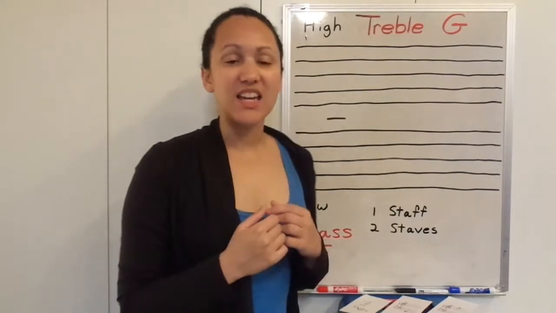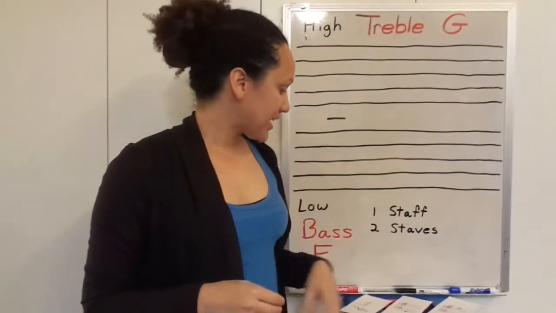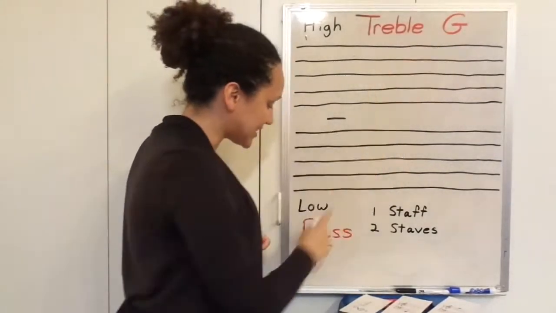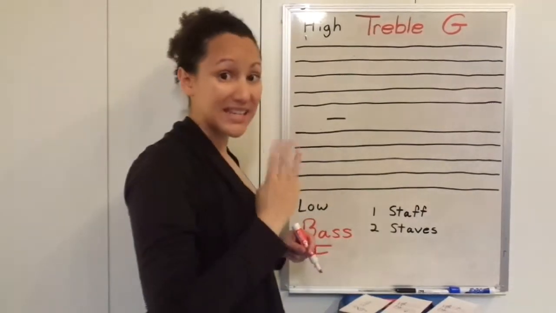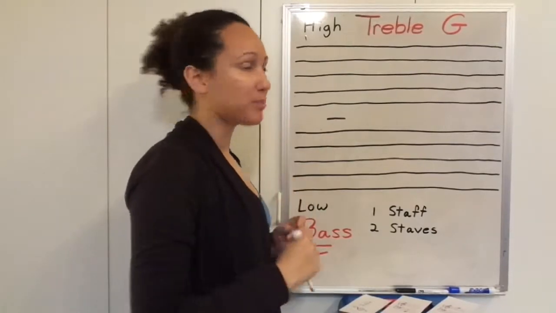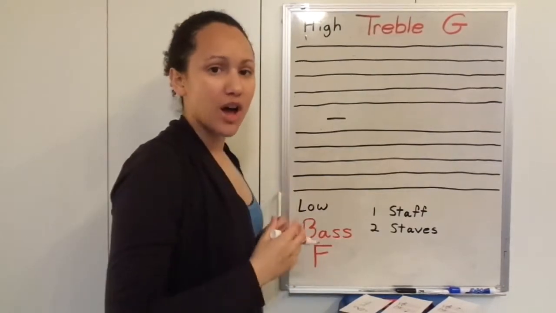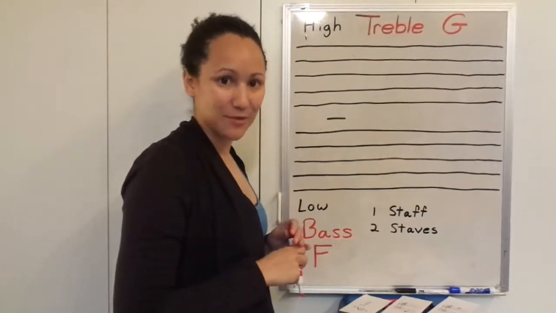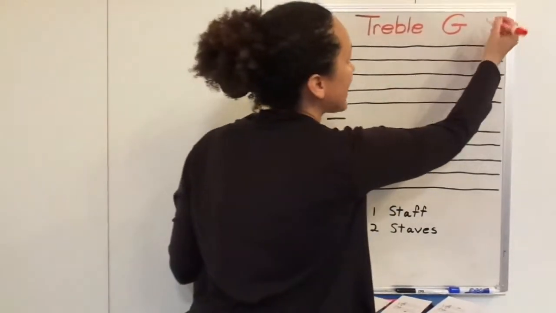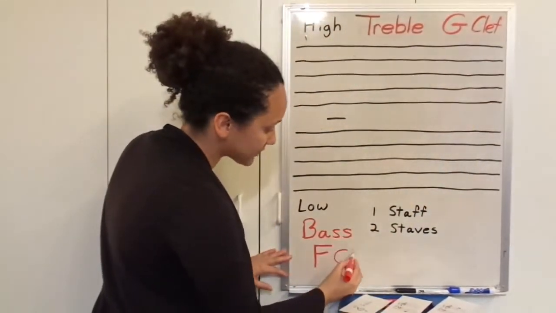A clef sign is basically a symbol that tells you what a specific note is. In this case, we have two very common ones, the G clef and the F clef. Now, there are really three standard, the G, the F, and the C. But most popular is the G clef, and the second most popular is the F clef. Later on, in higher levels, we'll deal with the C clef. But for now, we'll just do G and F. And I'll go ahead and put clef here. Clef. And down here as well. Clef.